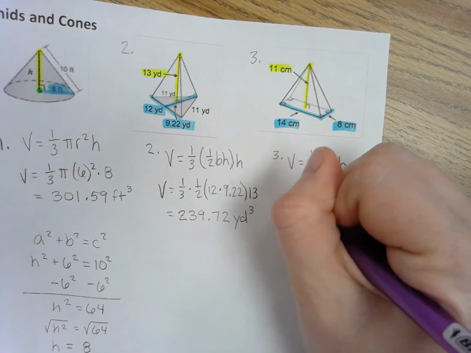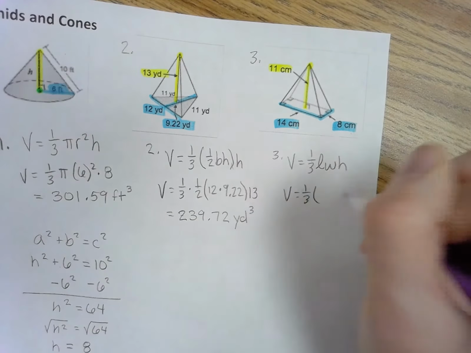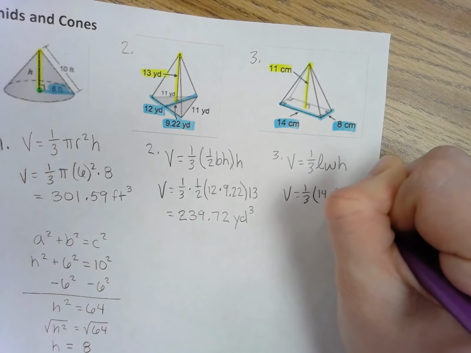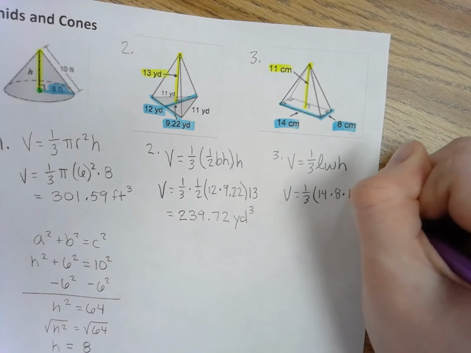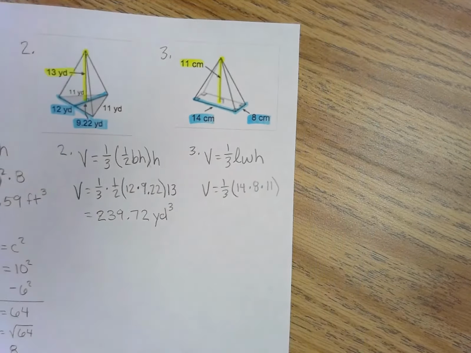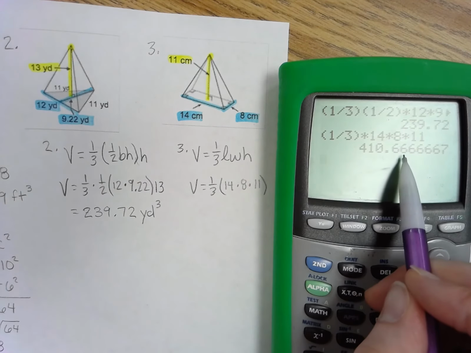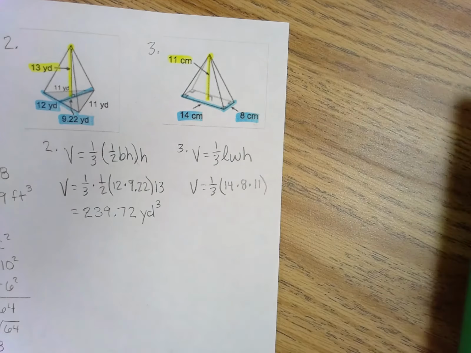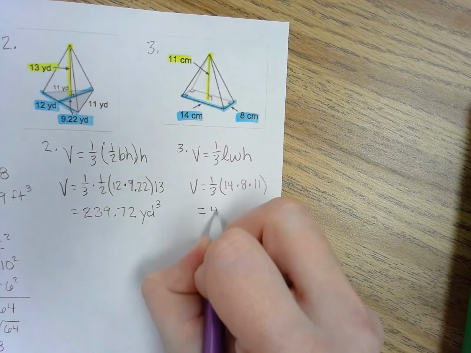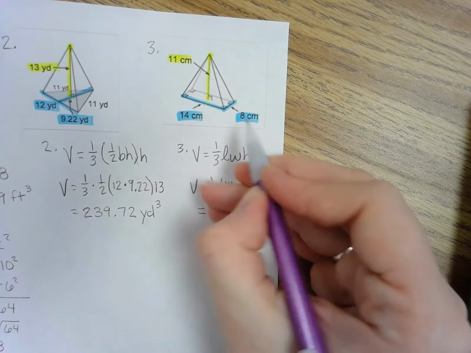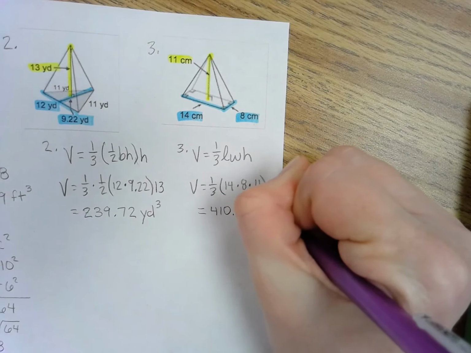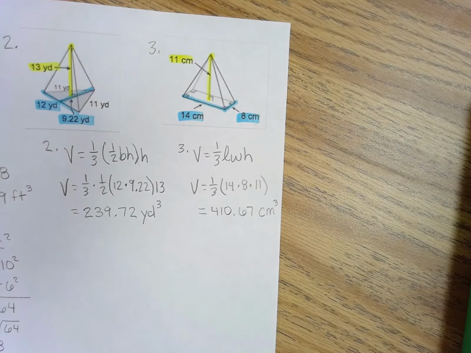Now let's plug in each of those values. We said our length would be 14 times 8 for our width times 11 for the whole height of the figure. So we go calculate that, 1/3 times 14 times 8 times 11, we get 410.67 because that 6 is greater than 5, so 410.67. Our units are in centimeters, so it's cubic centimeters for our volume.